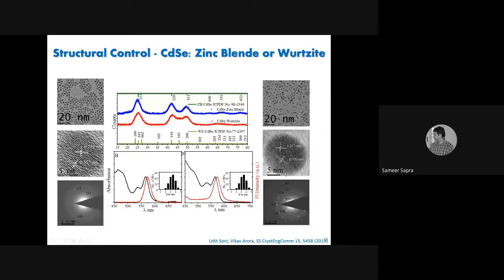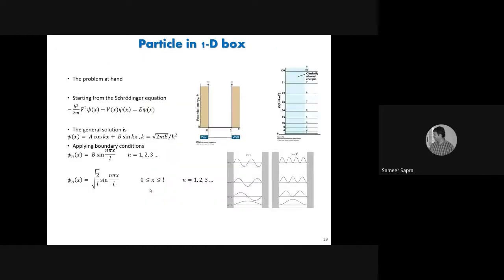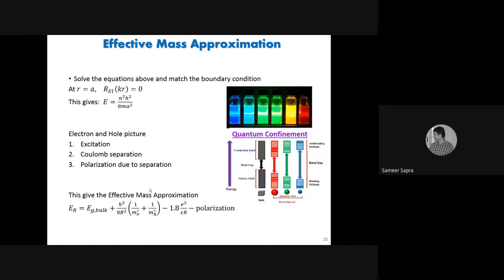So you could crystallize in different crystal structures, and you can control these. I'll discuss a bit more about that. How you can control this is something very easily understood by the particle in a one-dimensional box model. And the most important equation that you need to remember about the particle in a one-dimensional box is this: E is equal to n squared h squared by 8 m a squared, where a happens to be the length of the box in one dimension. Also, if you take it to 3 dimensions and make it a spherical box, then a happens to be the radius. Of course, you need to solve these equations, but that's the end result.